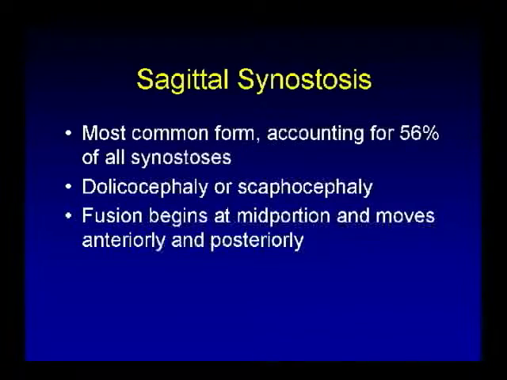The patients present with scaphocephaly or dolichocephaly because the head can't grow side to side because that sagittal suture is fused, so it grows the way it can, which is front to back. The fusion begins at the mid portion of the sagittal suture and goes anteriorly and posteriorly from there.